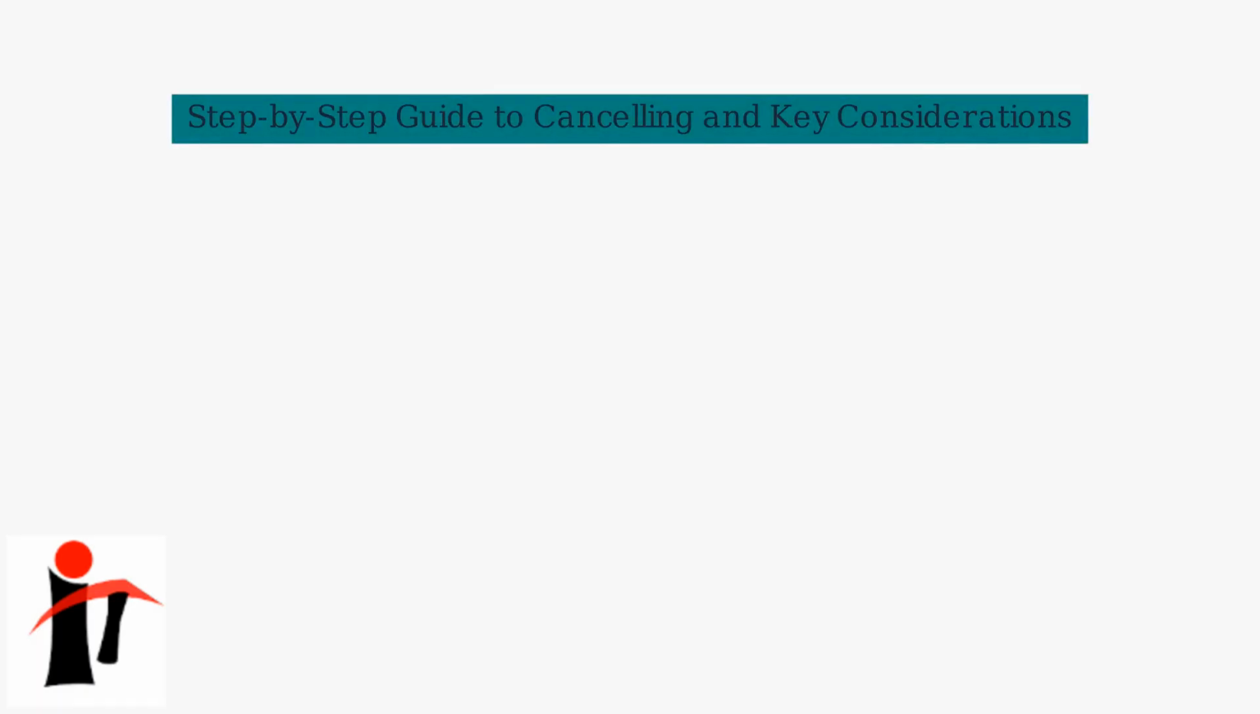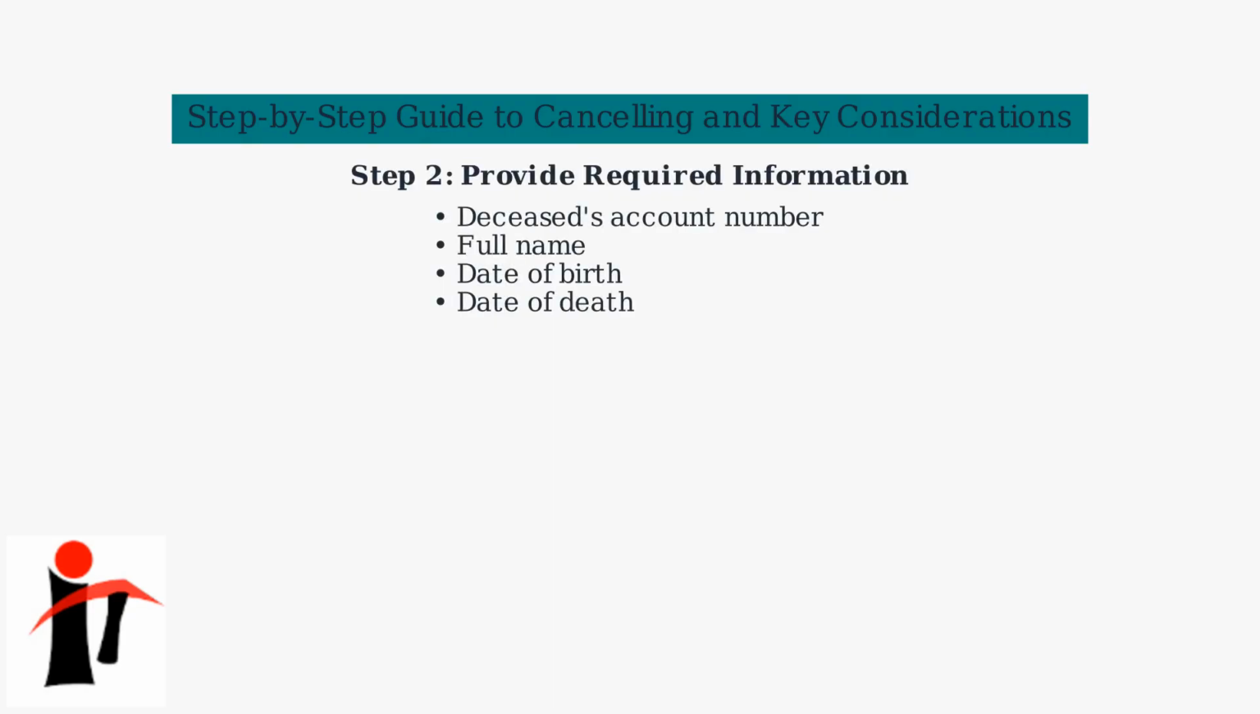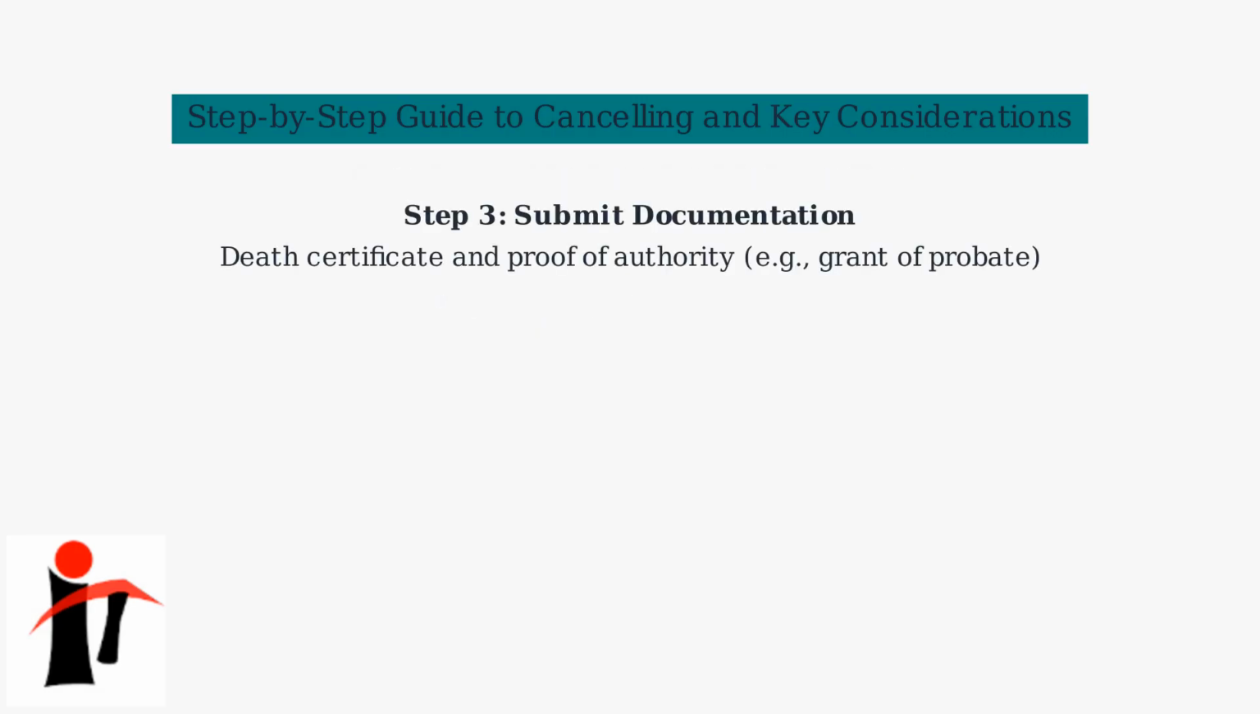To cancel the account, call Tesco Mobile at 0344 324 9222 or use their online chat. You'll need the deceased's account number, full name, date of birth, and date of death. Be prepared to submit a copy of the death certificate and proof of your authority to act on behalf of the estate, such as a grant of probate.